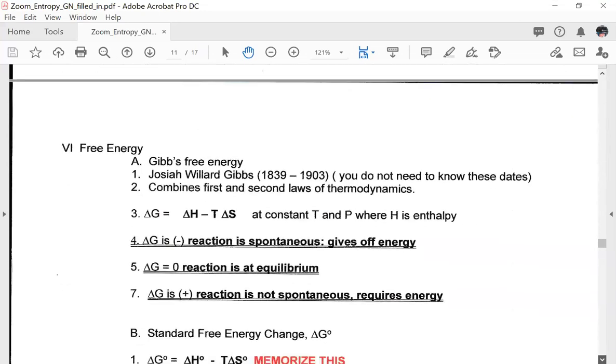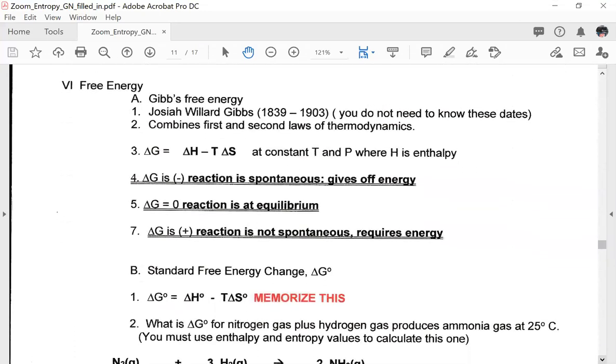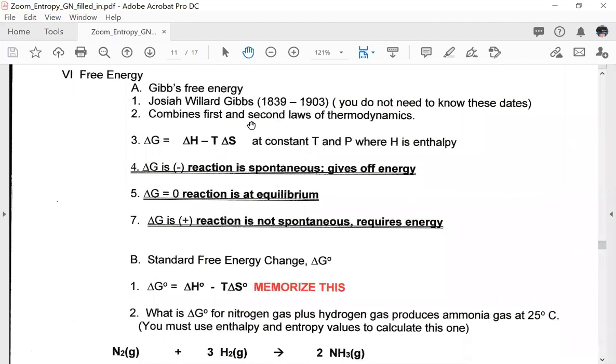And now we're going to look at free energy. This is called Gibbs free energy because of the Gibbs dude. You don't need to know the dates. This combines the first and second laws of thermodynamics, so it's really quite smart. So delta G equals delta H minus T delta S. You're just going to want to memorize this because you're going to see it in biochem. This is at constant temperature and pressure, where the H is enthalpy.